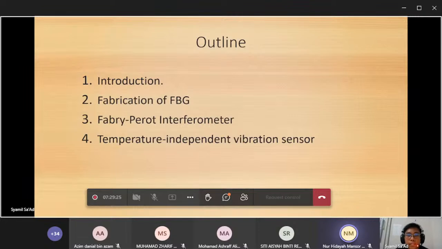Firstly, the outline of my presentation. I will give some basic introduction on why we do this project and why we need to design such sensors for real field applications, then why we use FBG and the fabrication of FBG. Then we move on to the Fabry-Perot interferometer itself, how it is fabricated and how it is implemented into the FBG. Then we go directly to the temperature-independent vibration sensor in terms of the design, experimental setup, and the experiment.